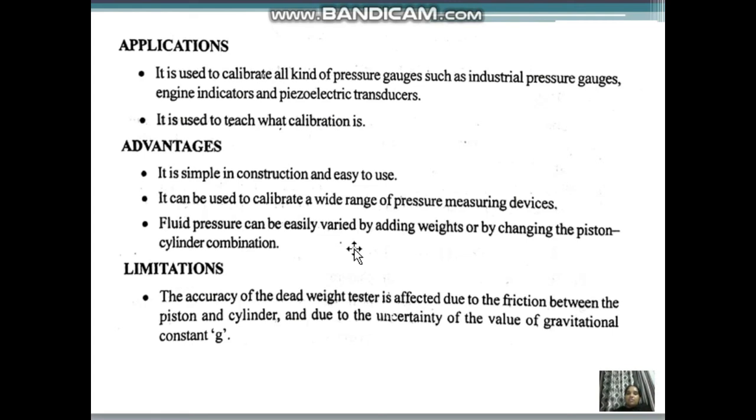The main limitation is that it is affected by friction between the piston and cylinder and by the uncertainty of the value of the gravitational constant g. So these are the different types of pressure measurements we have discussed so far.